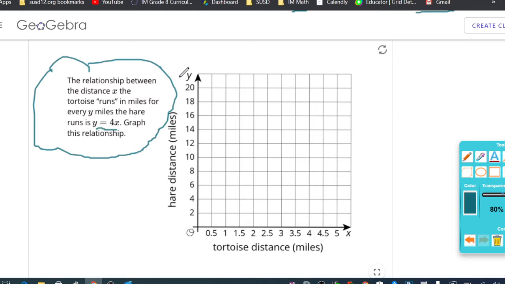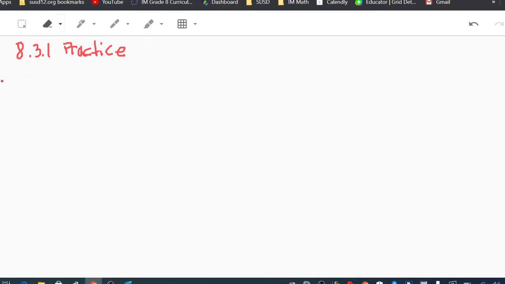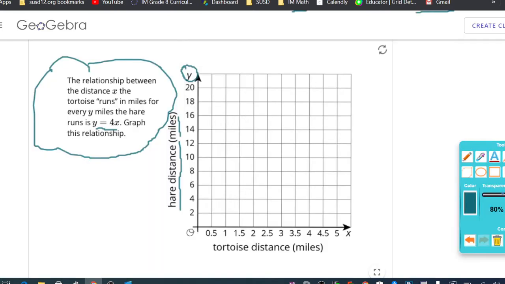Graph this relationship. Okay, so look at the y-axis. What is it labeled as, and what are the units? The y-axis is the hare distance. So why don't you go ahead and make a note of that? That y equals the distance of the hare. I put D, but you know what? I think I'll just put hare. Is that okay?